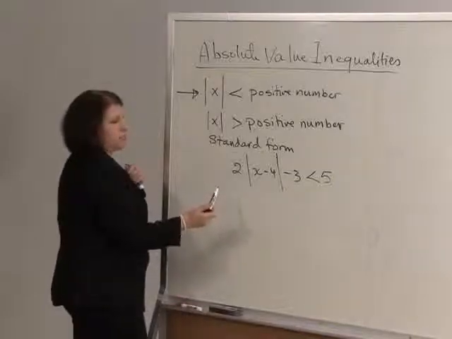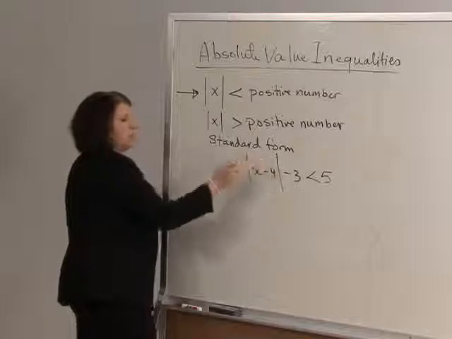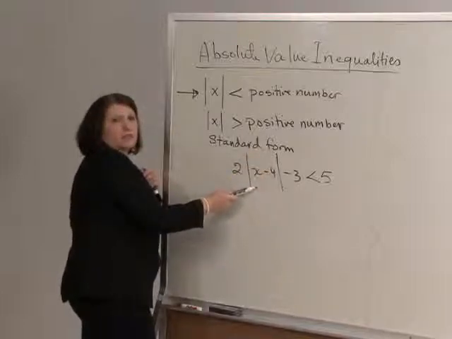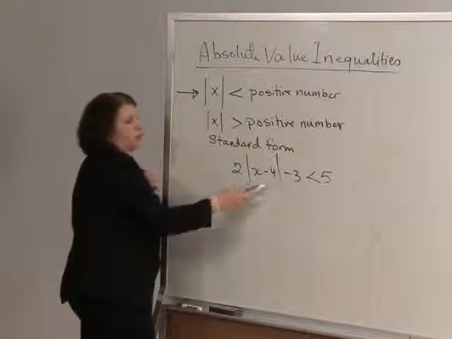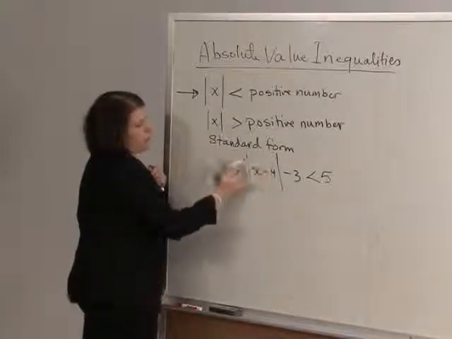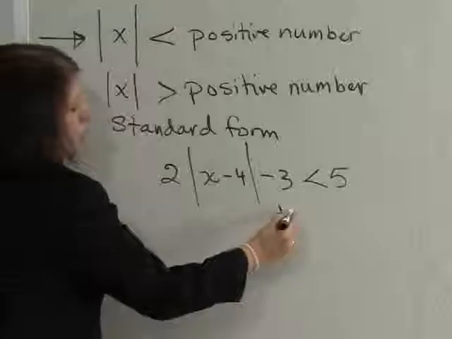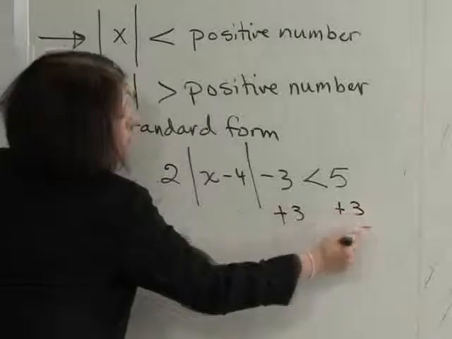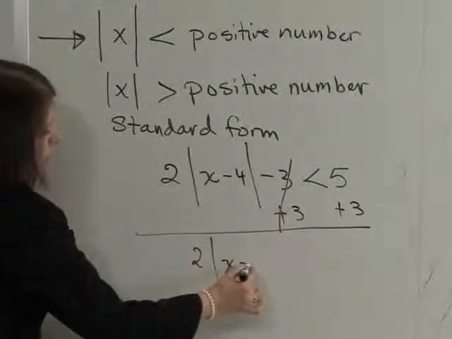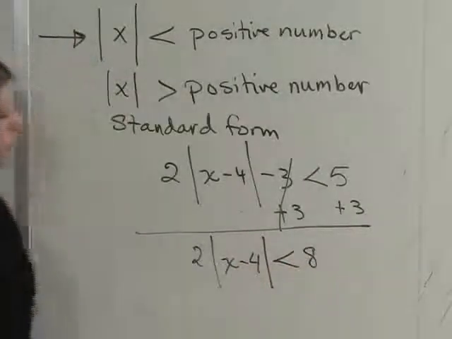Then the first step that you need to do is write it in the standard form. So you need to isolate that absolute value because the absolute value is the distance from 0. And to solve them, we have to translate that to a distance statement. So my first step in isolating this would be get rid of that negative 3. So I would add positive 3 to both sides. So now I have 2 times the absolute value of x minus 4 is less than 8.